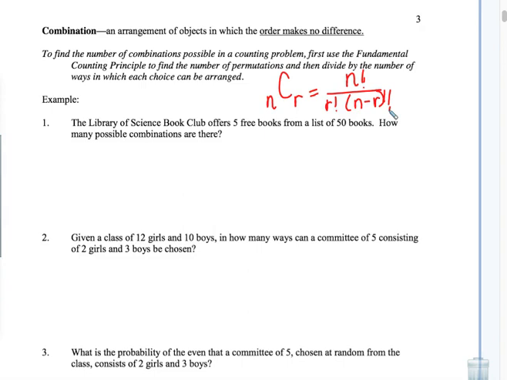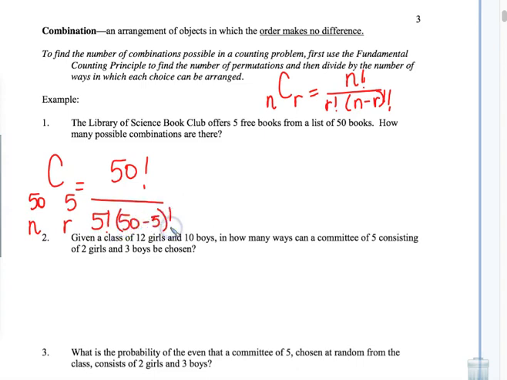Number one says the Library of Science Book Club offers 5 free books from a list of 50 books. How many possible combinations are there? So there's 50 options, but I'm only getting 5. And I want to know, how many different combinations of 5 can I get? So that's going to be a combination of 50 books doing 5 at a time. This right here is your N, and this right here is your R. So that's going to be 50 factorial divided by 5 factorial times 50 minus 5 factorial.